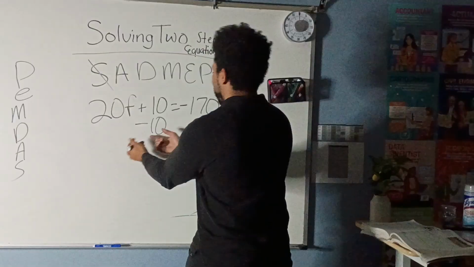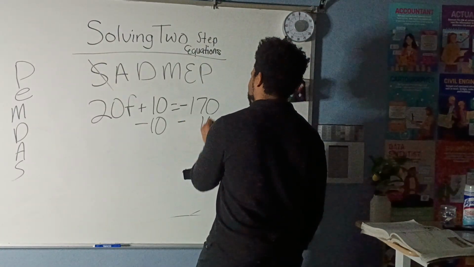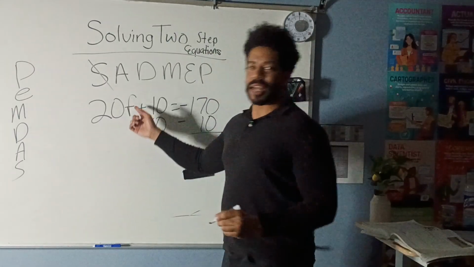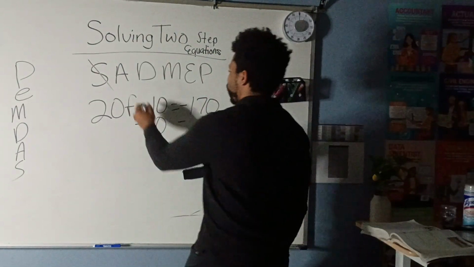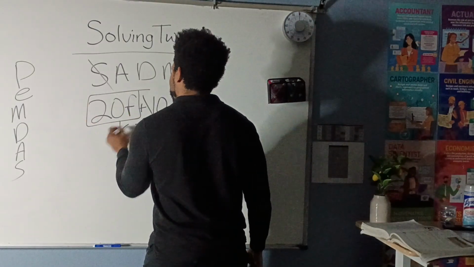And so, like I was saying, you do to one side, you have to do to the other. And 10 minus 10, that's going to go away. And then you're going to be left with 20f, which you'll just bring down.